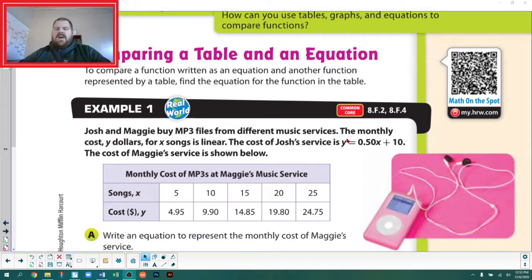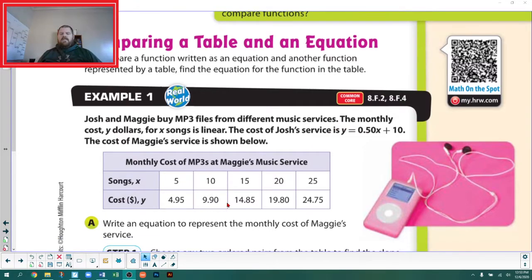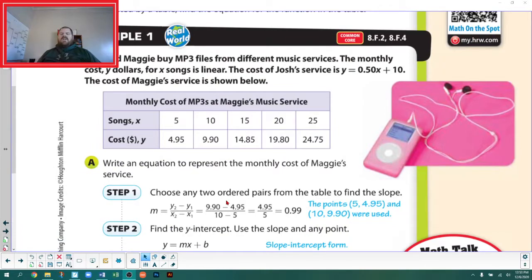The cost of Josh's service is y equals 0.50x plus 10, and the cost of Maggie's service is shown in the table right here. So basically, we want to figure out who has the better deal for different numbers of songs. So they want us to start off by finding the equation of the table.